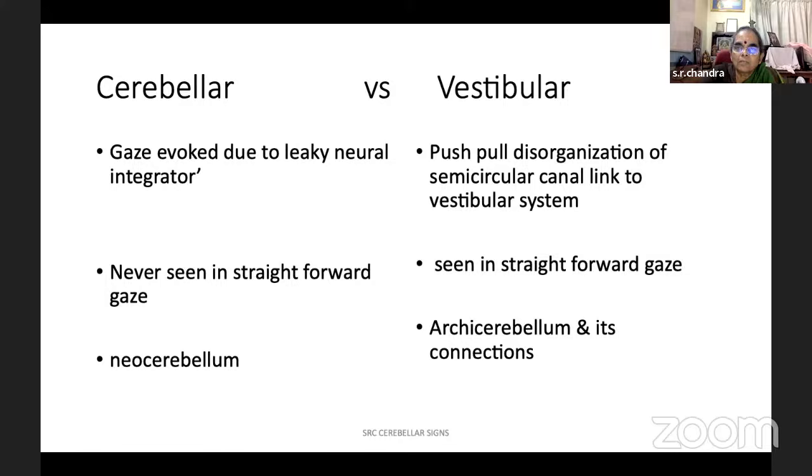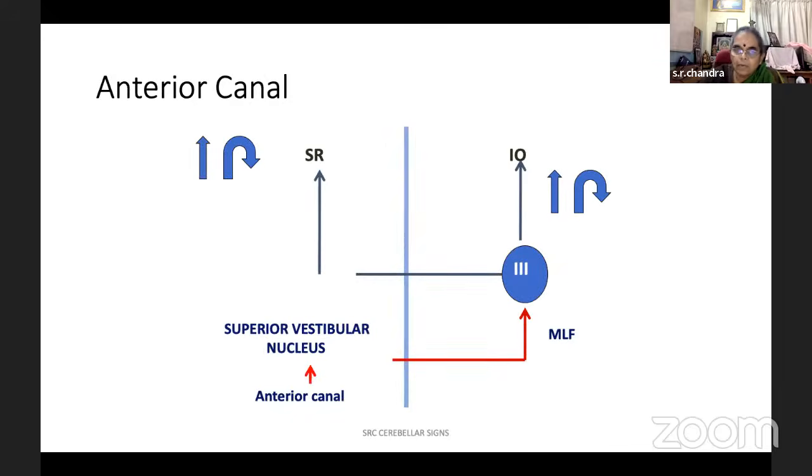Whereas vestibular nystagmus is due to disorganization of the push-pull mechanism in the semicircular canals. I put this in my talk on eye movement control, I think in the first session. Various semicircular canals are linked to a pair of muscles. When one side is destroyed, the eye will move towards the diseased side. So this is not gaze-evoked; the eye will be pushed towards the side of disease, and it will have a rotary component. How it happens, I had explained; that much time will not be there for this. It is in my previous talk on eye movement control.